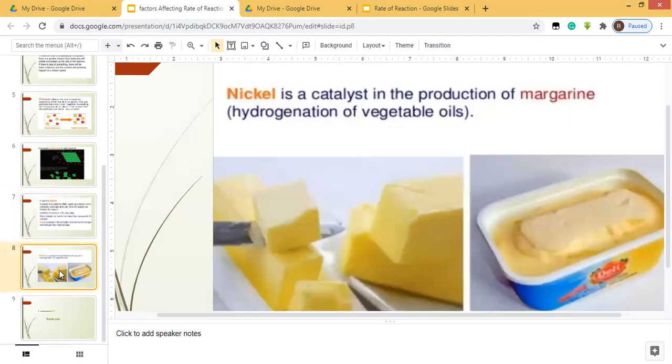Next is nickel, which also acts as a catalyst in the production of margarine, or hydrogenation of vegetable oil. So if we convert vegetable oil, it undergoes hydrogenation in the presence of nickel as a catalyst and is converted into ghee. So these are some factors which affect the rate of reaction.